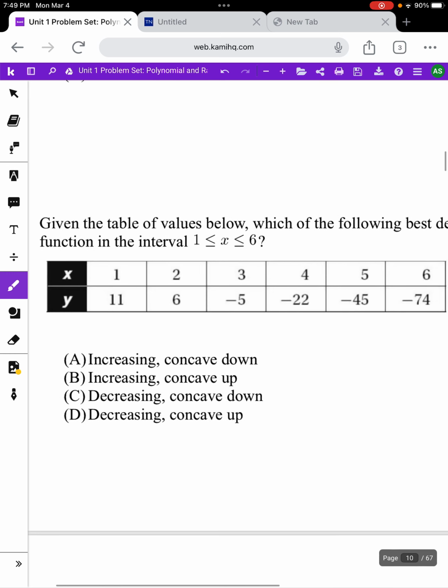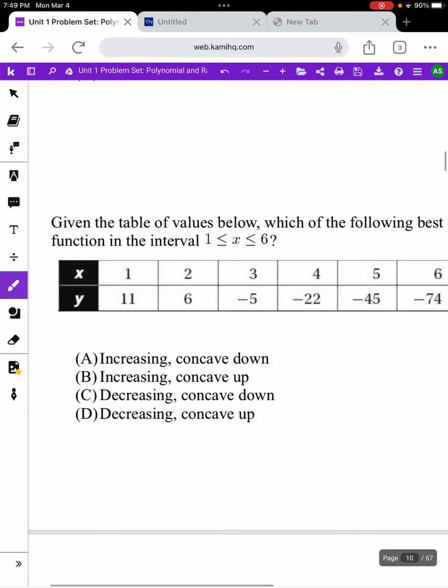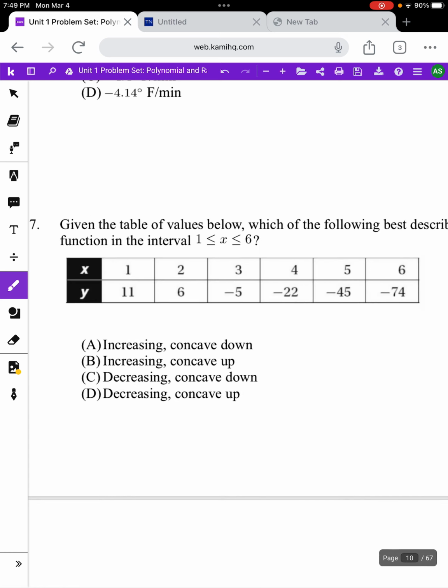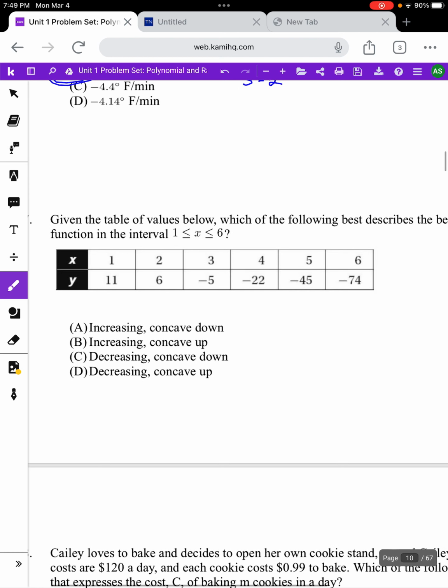All right, given the table of values, which of the following best describes the behavior of the graph of the function on the interval between 1 and 6? Okay, so increasing, decreasing, concave up, concave down. Let's think about this. So we're going from 1 to 6. Okay, so that's the whole table, right? So here's 1, here's 6. We're going the whole thing. Is it increasing or decreasing? Well, it's definitely going down, so it's decreasing.